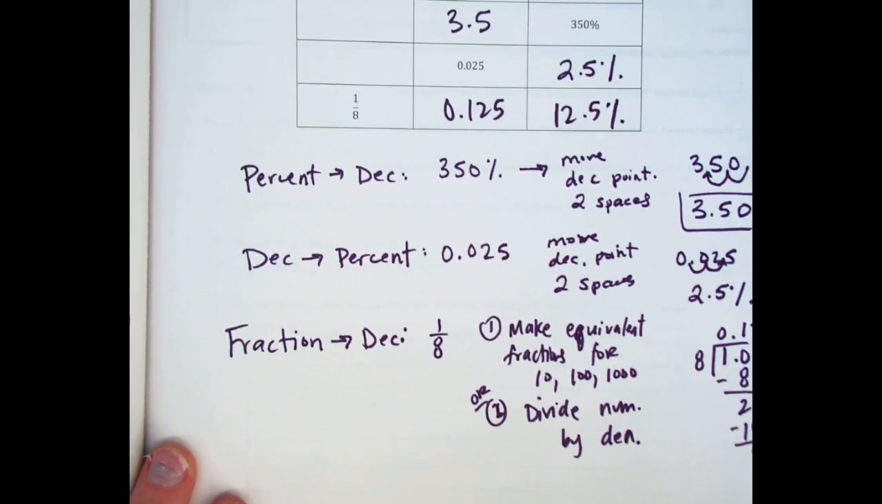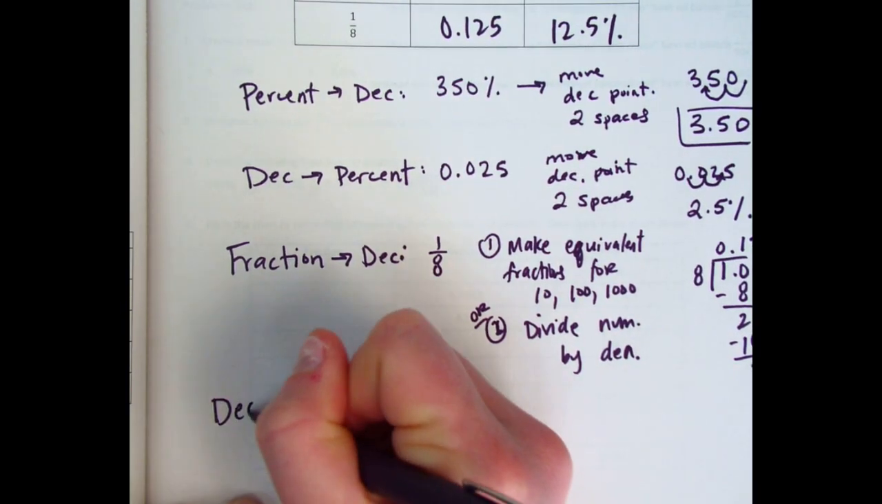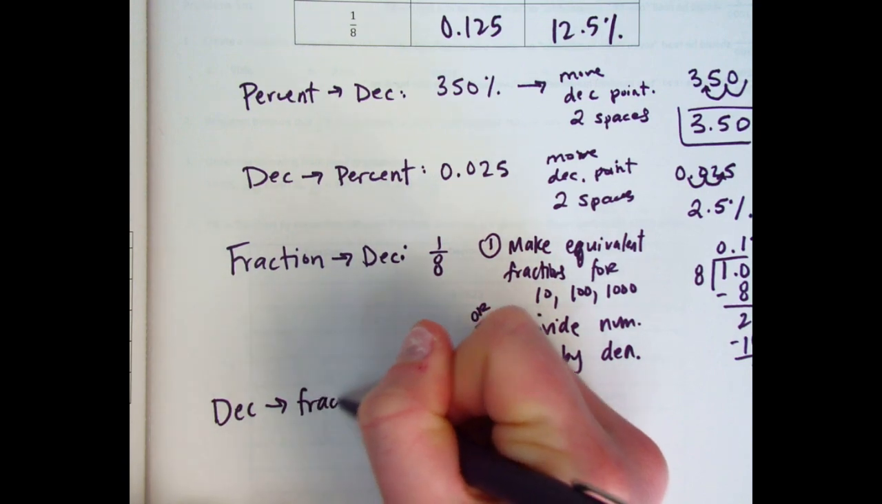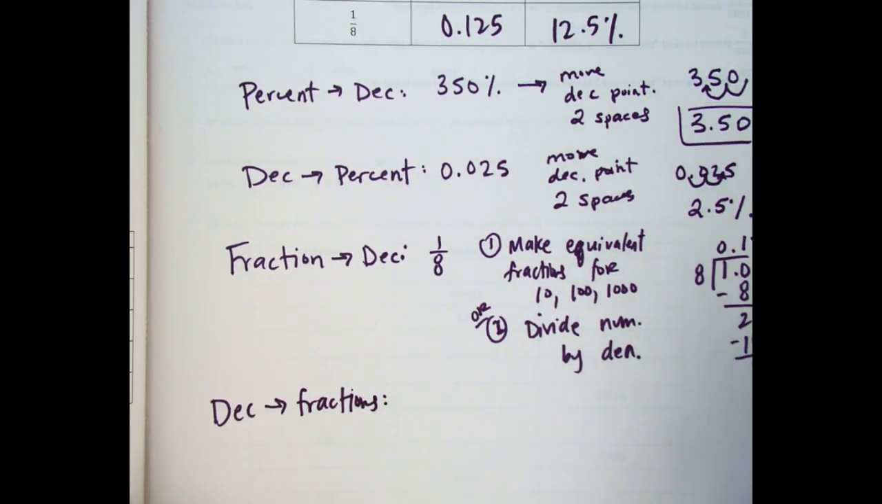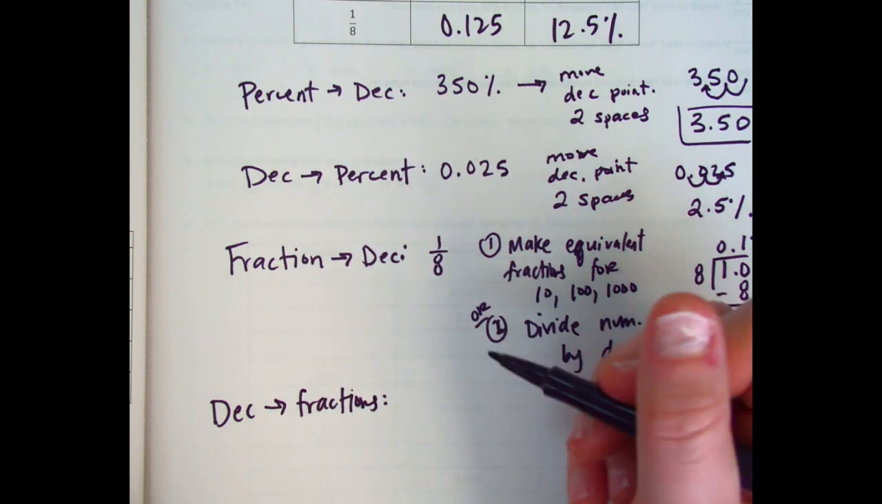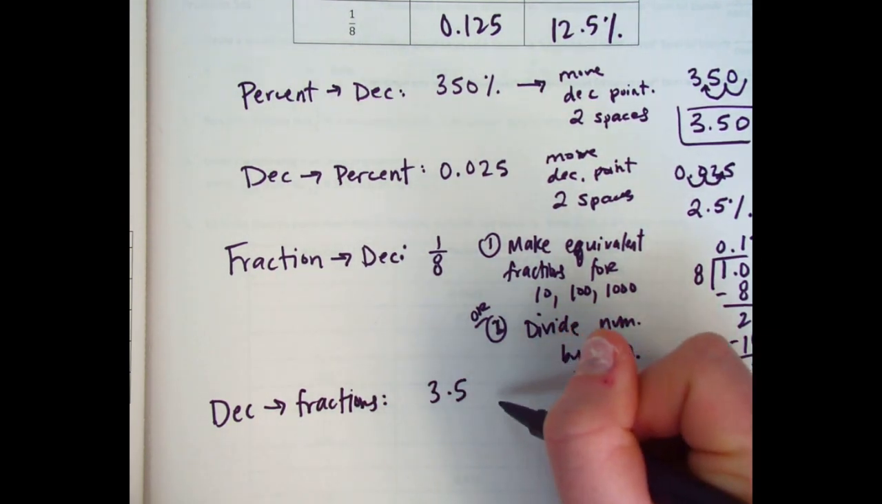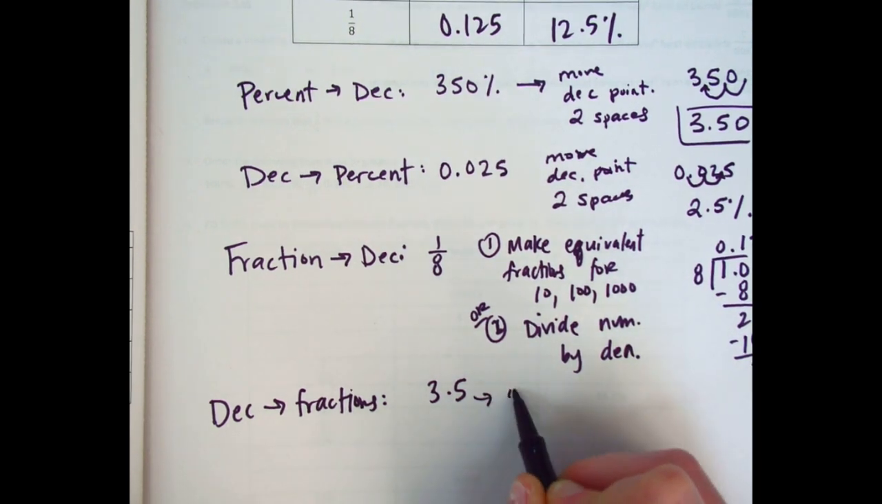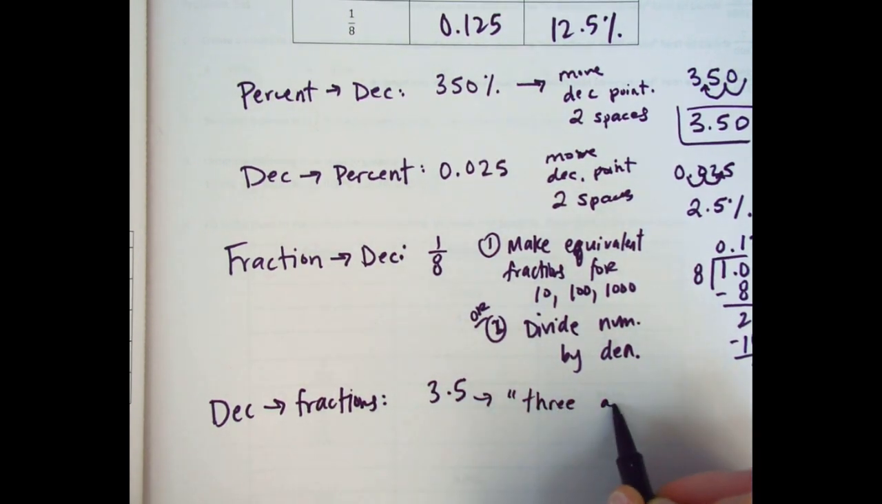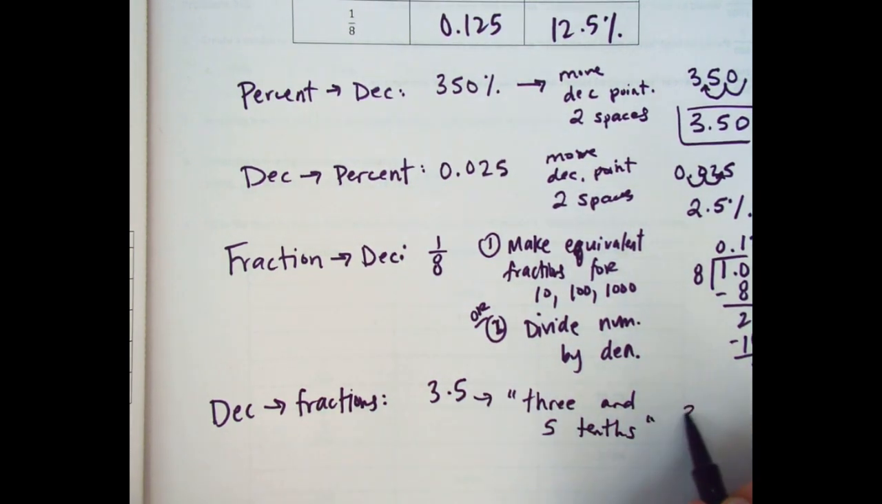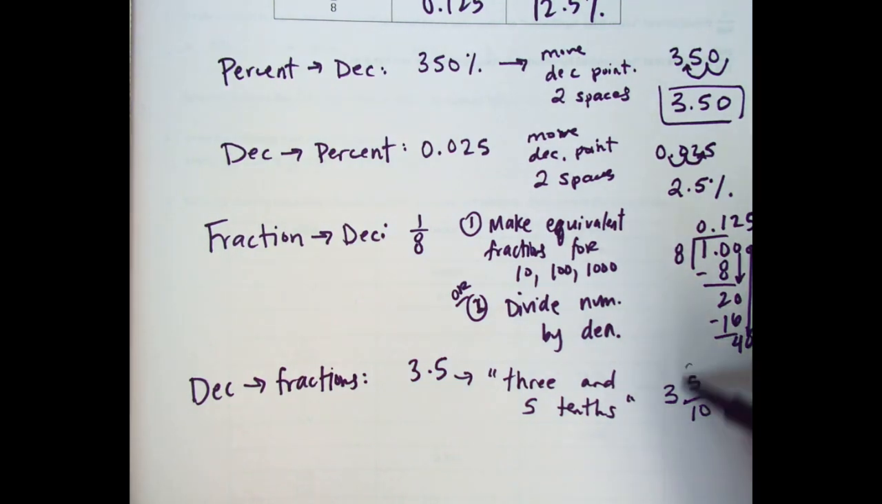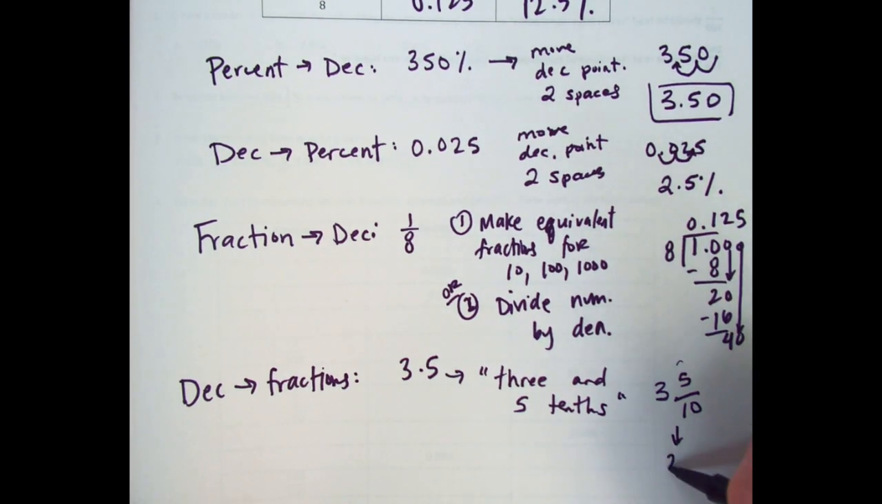Last one is I have all these decimals to turn into fractions. So what I'm going to do is I'm just going to basically read the number and see what it tells me. So this is 3 and 5/10. So I'm going to write 3, and then I'm going to write 5/10. Can I reduce 5/10? Yes, I can. That's 3.5.